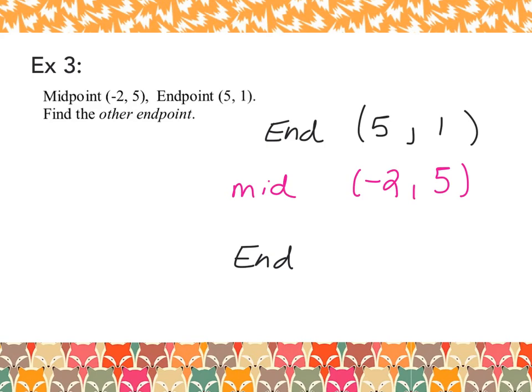All right, so let's look at our change in x here. Remember, this is our x and this is our y. So from 5 to negative 2, I am decreasing on the number line, and I'm decreasing by 7. So that's going to be a change of negative 7. So what we're going to do here is from this midpoint to the other endpoint, we're going to repeat this.